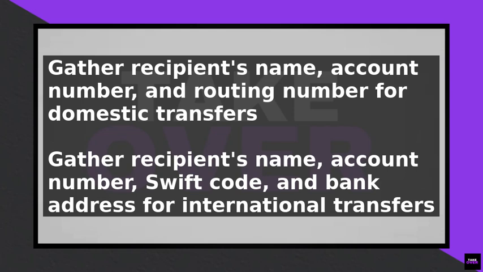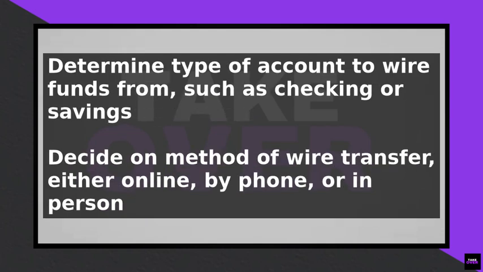the American Bankers Association, or ABA, number. For international wire transfers, you will need the recipient's name, account number, the bank's SWIFT code, and the recipient bank's address. Next, determine the type of account you want to wire funds from, such as a checking or savings account.